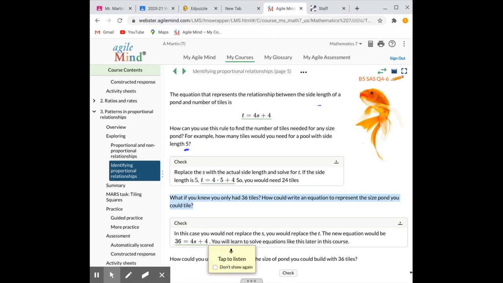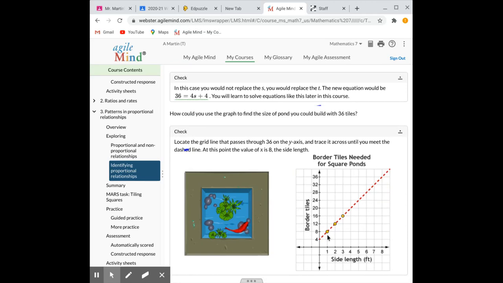So how could you use the graph to find the size of the pond you could build with 36 tiles? Couldn't we use it to just go all the way up to where 36 is? So 36 tiles, and then we could come down and see how many feet it is. Is it the same answer as what we got? Looking for a yes or no? Yes. So basically what I did was I went to 36, and then I came down. That's showing me that that is 8 feet.